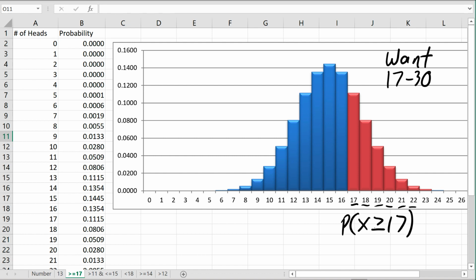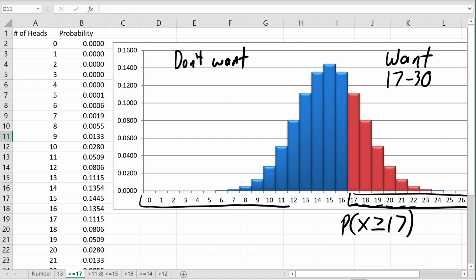Okay, so now let's think about what we don't want. What we don't want is anything else, right? So if 17 or more is what we do want, so that's all of these, all the way through 30, which is off the screen, then what we don't want is anything other than that, which is 0 through 16. It's not 0 through 17. It's 0 through 16. Okay? So we're always going to be dividing this up. So what we want is 17 through 30. What we don't want is 0 through 16.